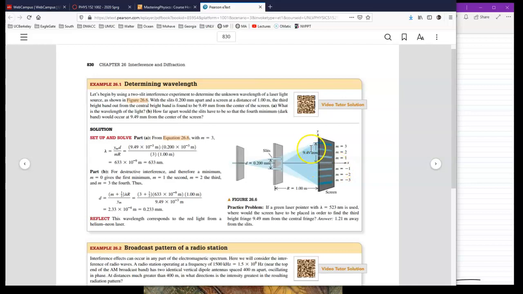In other words, the distance from the central axis right here to the third bright band is this number, 9.49 millimeter. Okay. The question is, what is the wavelength? This is basically why you need to learn about this experiment: to measure the wavelength of light. So what is the wavelength of the light? Okay, so let's do that. Well, how do we do it?